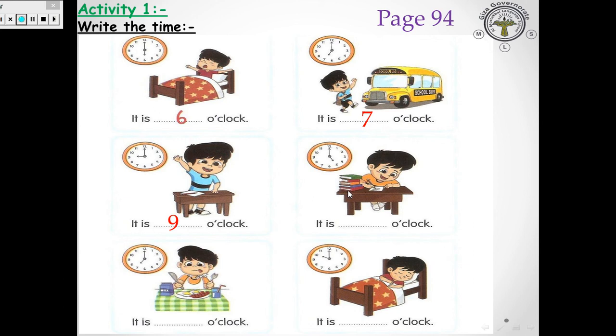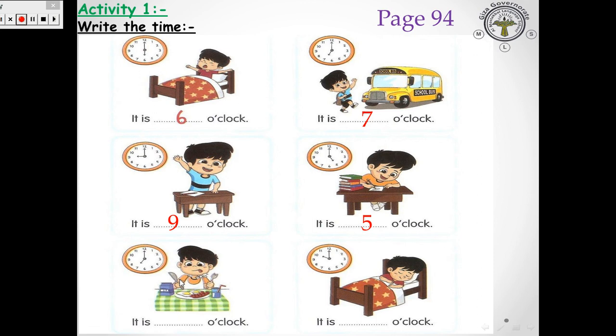Next picture. What time is it? Look here, this is an analog clock. The short hand is pointing to 5 and the long hand is pointing to 12. So we say it's 5 o'clock.